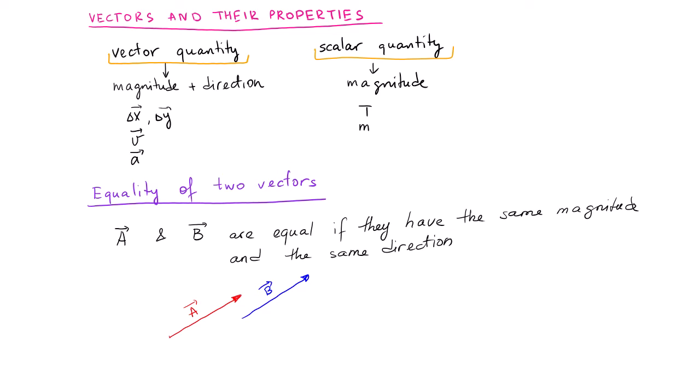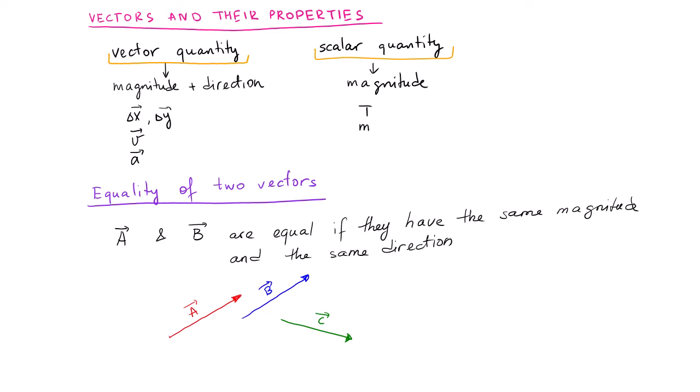So let me draw another vector, let's say vector C, which has the same magnitude but a different direction. If you measure with a ruler, let's say all of them are 2 inches long, but the direction of C is different from the direction of A and B. Therefore, vector C is not equal to vector A, and is not equal to vector B.